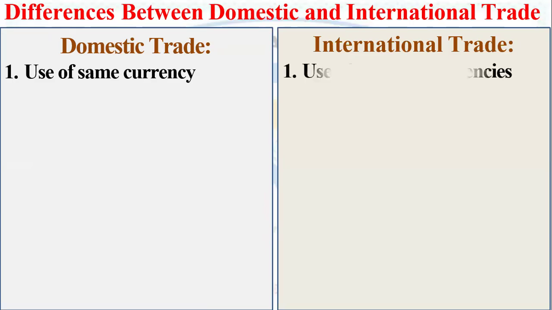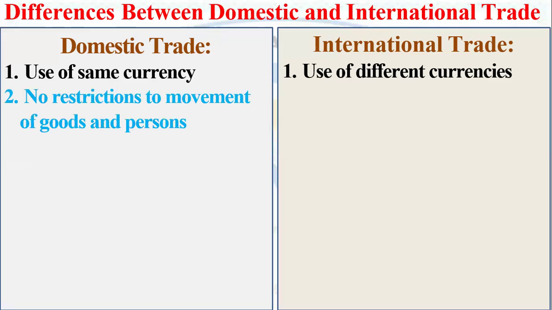However, when we get into international trade, there's use of different currencies, meaning every country that you move to, you need to use the currency of that particular country. So if I move from Ghana to Togo, I have to use the CFA franc. If I move from Ghana to Nigeria, I have to use the Naira. If I move from Ghana to the US, I have to use the US dollar. If I move to France, I have to use the euro. If I move to Japan, I have to use the yen. So different currencies are used depending on the country in which you are during international trade.